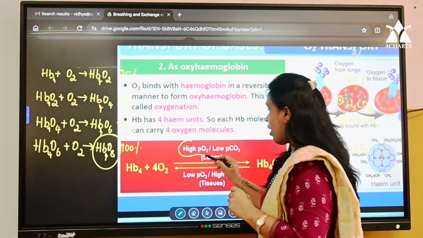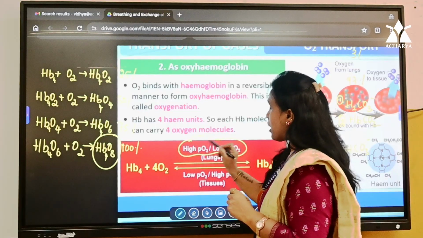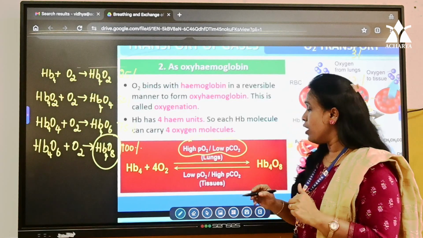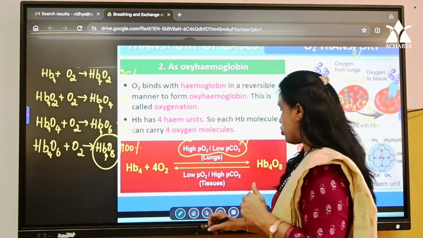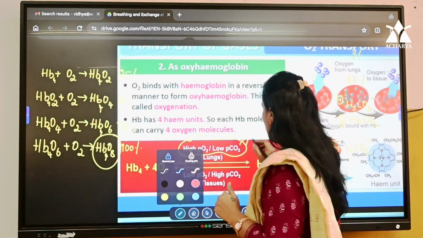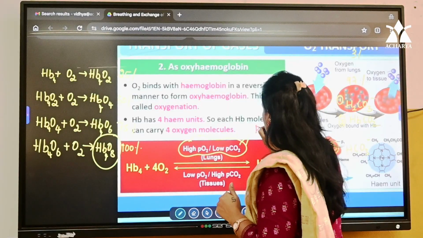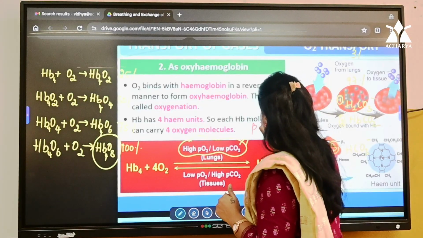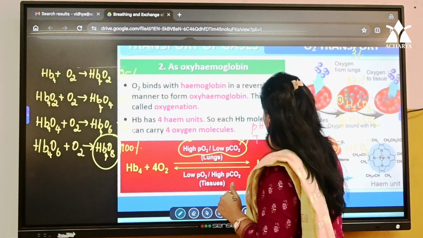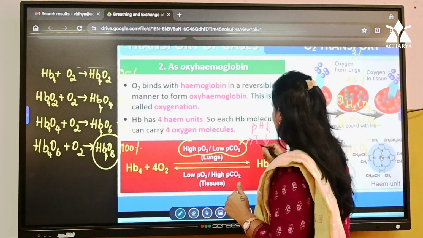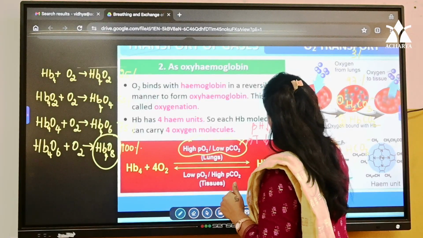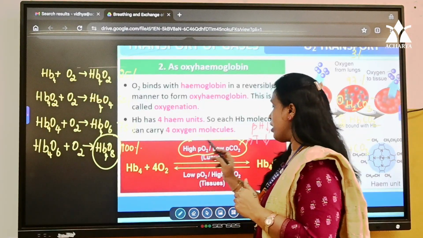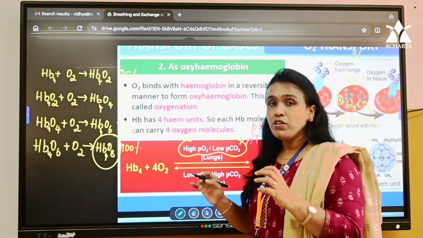So at the alveolar level, the partial pressure of oxygen should be more and the partial pressure of carbon dioxide should be less. Whenever we say the partial pressure of carbon dioxide is less, we should also assume that the H+ concentration is less, temperature is less, and pH is more. In that condition only can oxygen enter into hemoglobin.